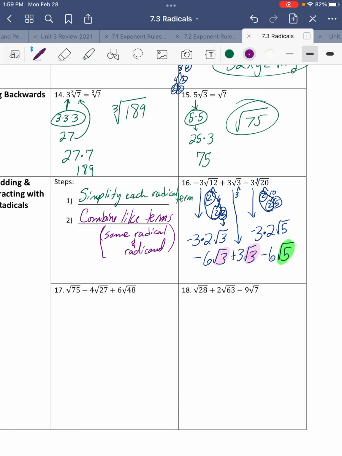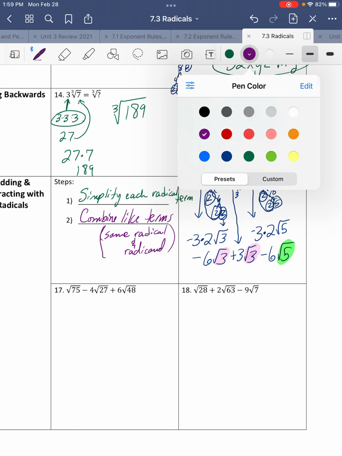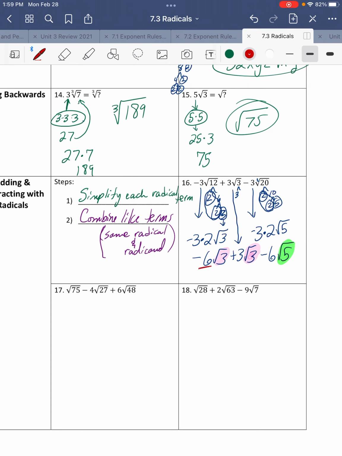So then we look at combining. We have a negative 6 square roots of 3, and we add 3 of them. That's going to be a negative 3 square roots of 3. And then subtract 6 square root of 5. And there's your final answer.